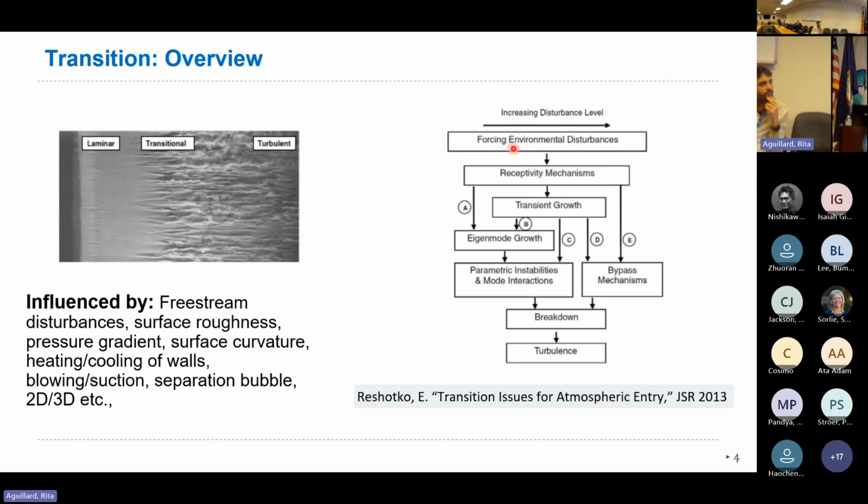Where he gave us the various pathways through which these disturbances or parameters can influence the flow and eventually lead to breakdown and eventually to turbulence. So as part of this talk, mostly I'll be talking through pathway A and some of E. The pathways B, C, and D are not the focus in this talk. So pathway A is essentially more through the standard TS mechanisms, more like linear disturbance growth.